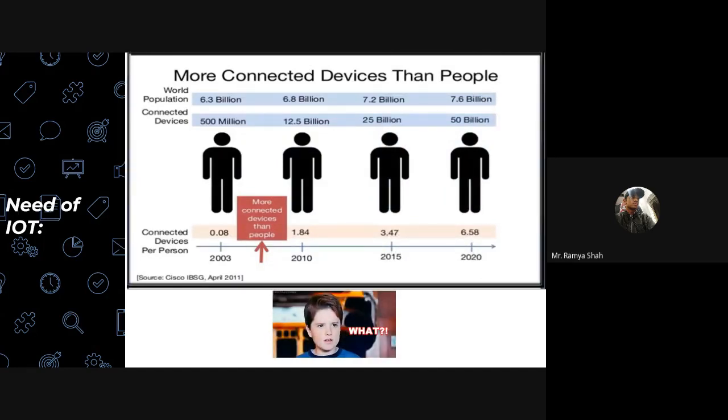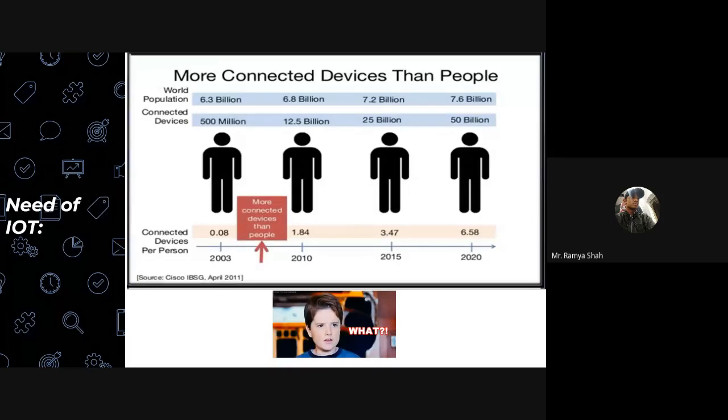The bitter phase and the real truth. This is an image from Cisco IBSG. It's from 2011, but it forecasts 2020, and this is true. We are moving at the same pace. The world population in 2003 was 6.3 billion, while the devices connected to the internet were 500. So the ratio is 0.08. But when you are talking about 2010, there are 12.5 billion connected devices, soon after the launch of internet services at a huge scale.